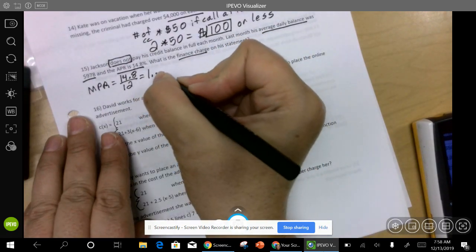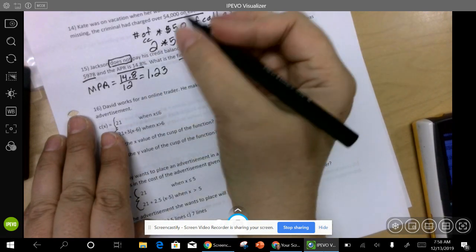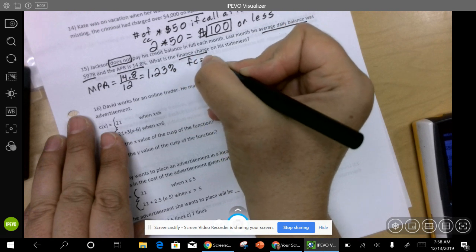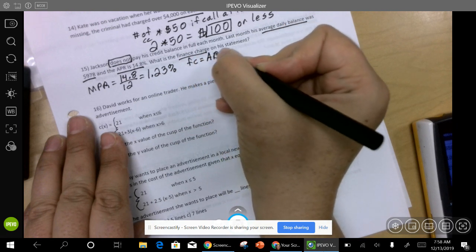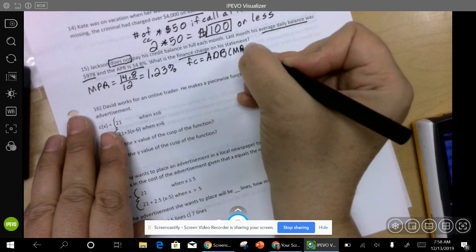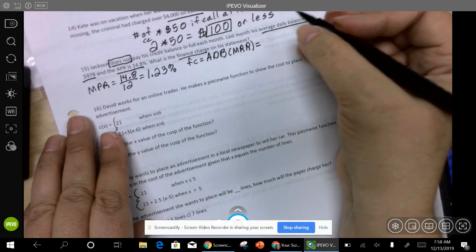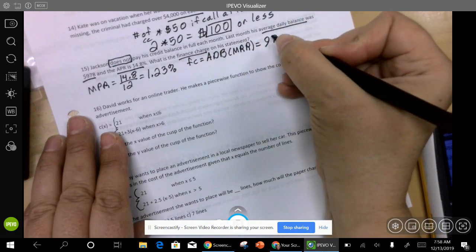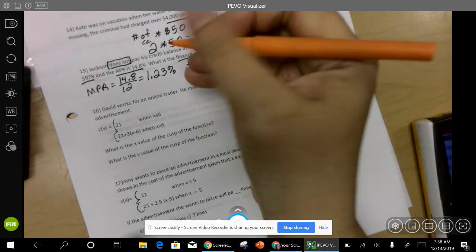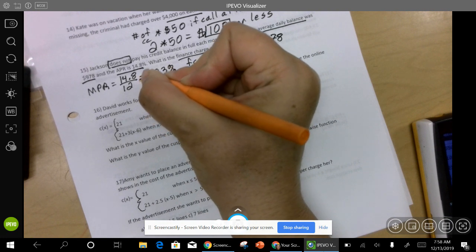So I got 1.233. I'm just going to round it to that. Okay. Finance charge is equal to the average daily balance times the monthly periodic rate as a decimal. Okay, so that's going to be the $978. Okay, remember I'm going to drop the percent sign and go to the left, add the decimal and the 0.